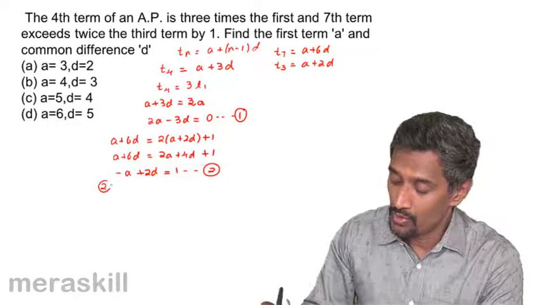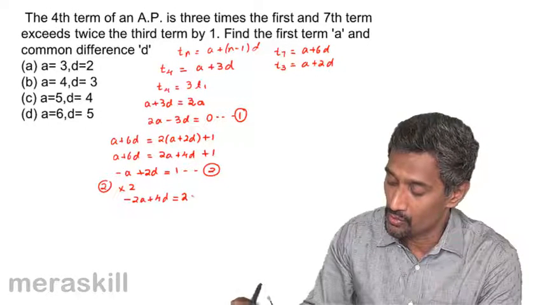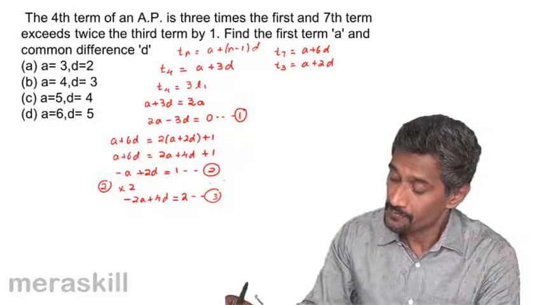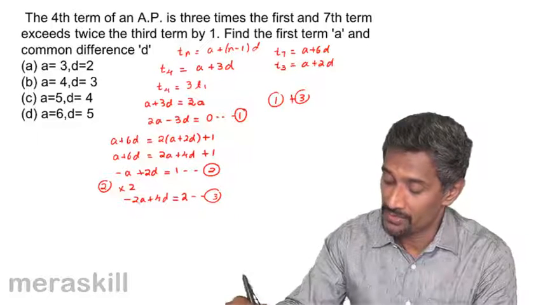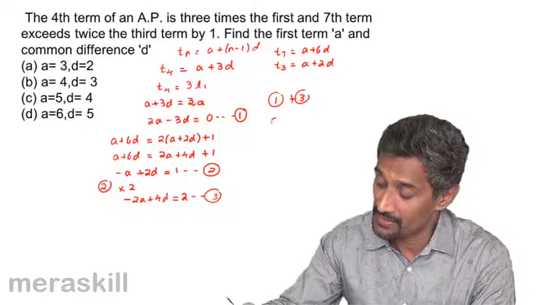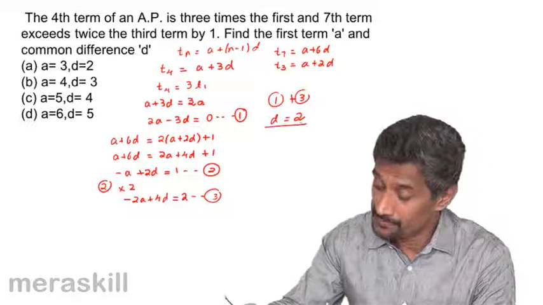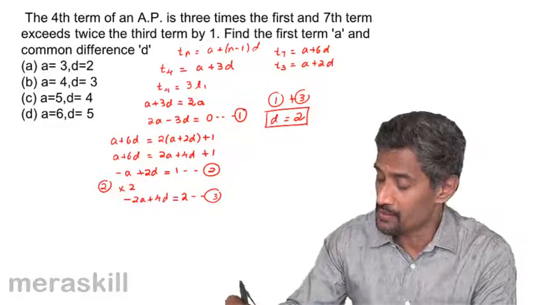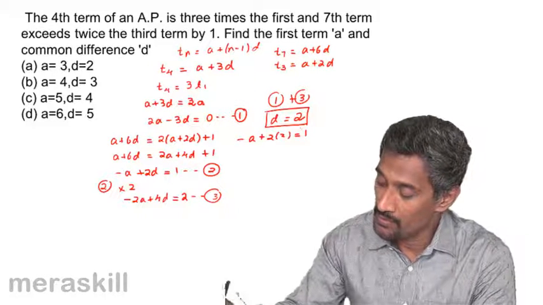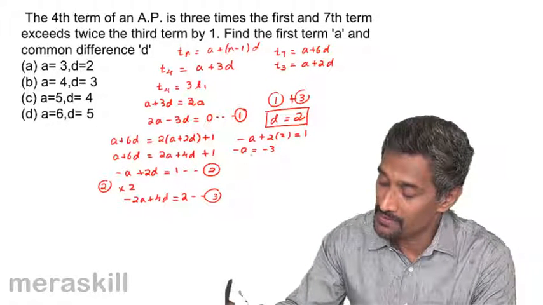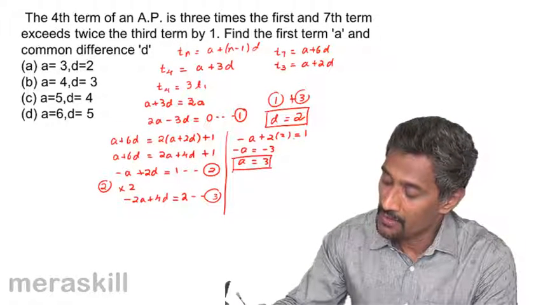So you can multiply by 2, and you get minus 2A plus 4D is equal to 2, which is equation 3. Now add 1 and 3. When you add 1 and 3, 2A minus 2A is 0, minus 3D plus 4D is D, and 0 plus 2. So D turns out to be 2. This value of D you can substitute in any one of them. So you get minus A plus 2 into 2 is 1. So minus A is 1 minus 4, which is minus 3. A would be 3.